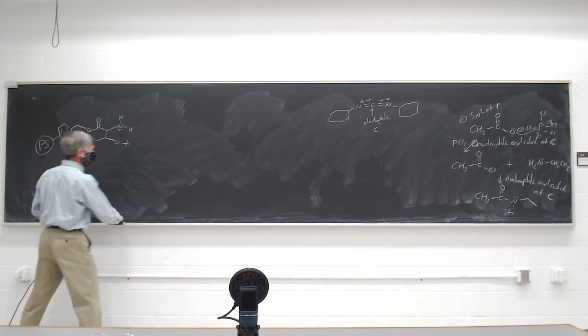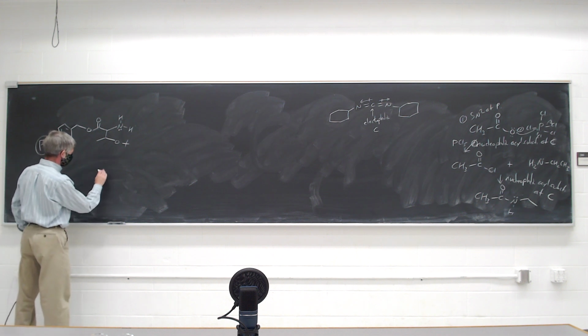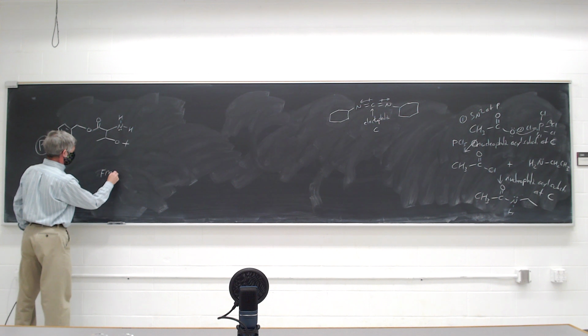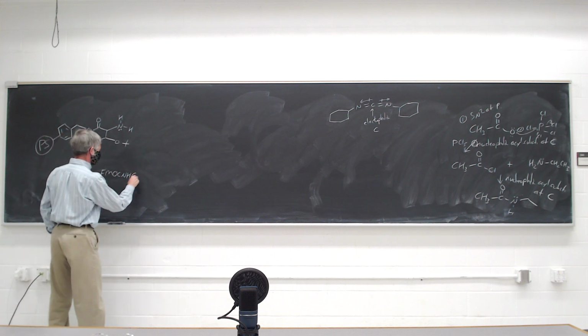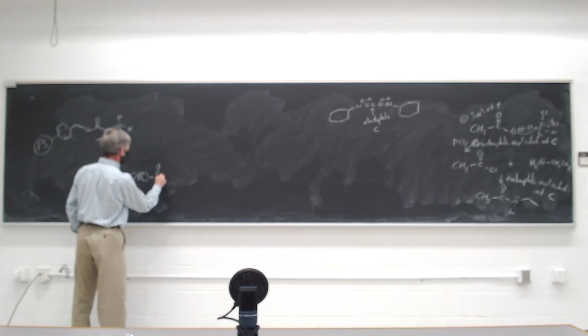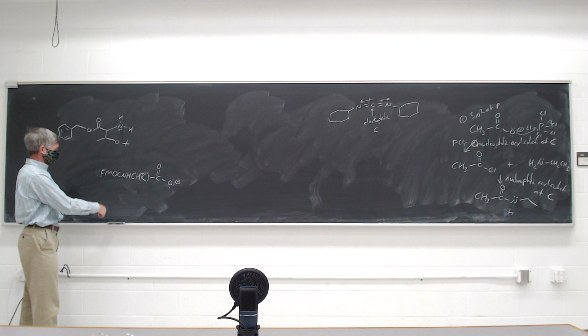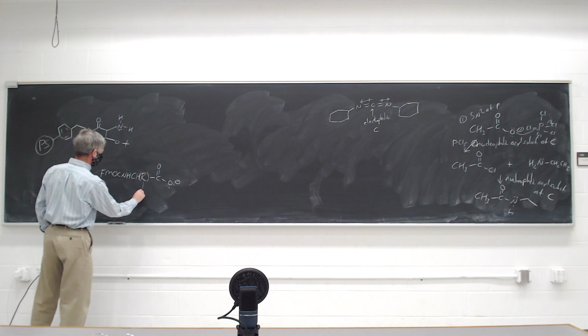So let's simplify this a little bit. Let's just write it as FMOC NH CHR CO O minus. And what we're going to do is activate this terminus. This R group is the sec-butyl.